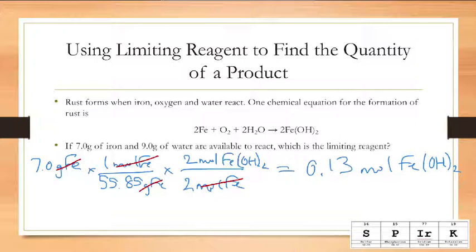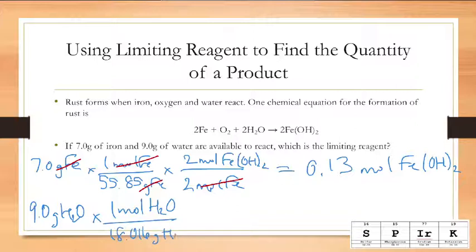So now we're going to do the same thing again, but now we're starting with water because we need to figure out which one of these reactants is our limiting reactant. So 9.0 grams of H2O times the molar mass of H2O, and then we use that mole to mole ratio.